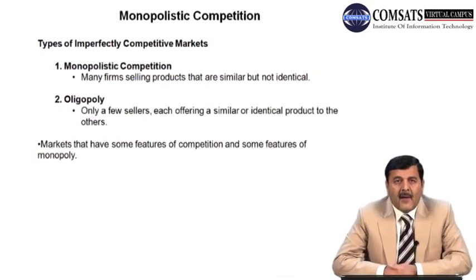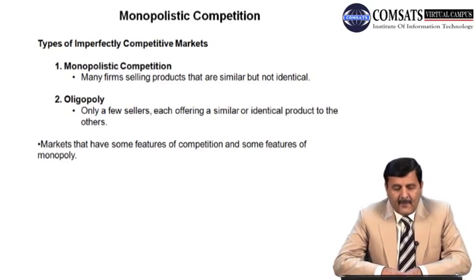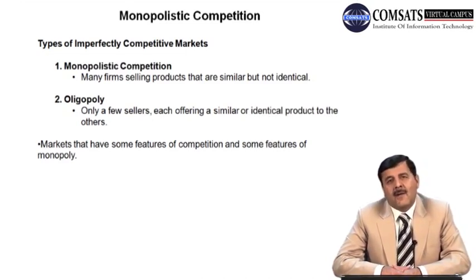Now, types of imperfectly competitive markets. There are two types of imperfectly competitive markets. One is monopolistic competition, the other is oligopoly. What is monopolistic competition? When there are many sellers of the product, but the product is all similar but not identical, that market structure is known as monopolistic competition.